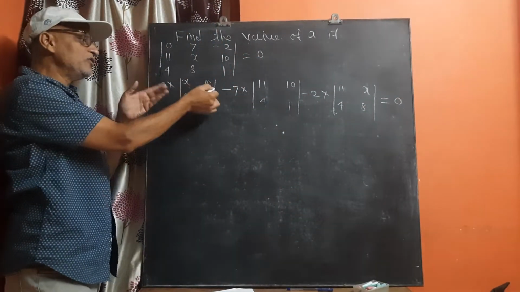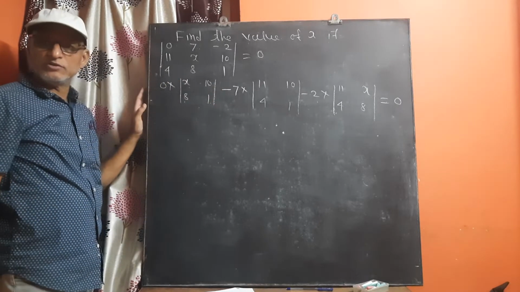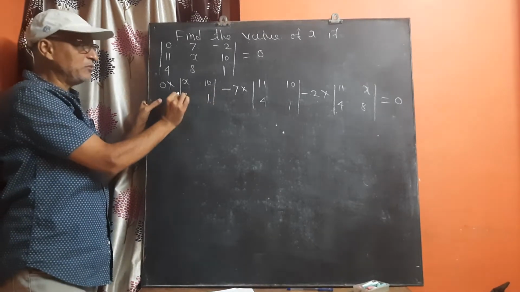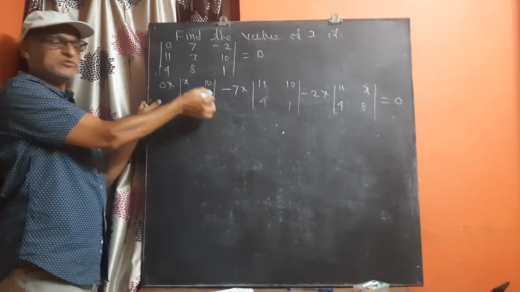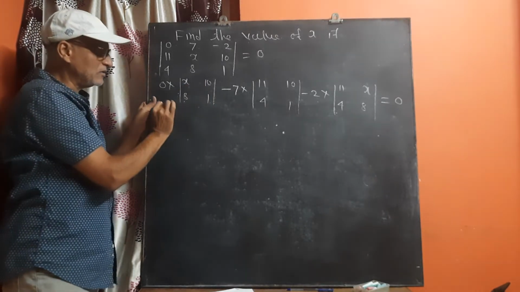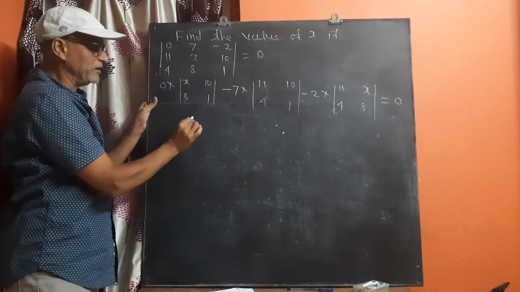Now 0 into, we know that 0 into anything that will be 0, so there is no need to solve this determinant. ये डिटरमिनेंट सिंप्लीफाई करने की जरूरत नहीं है क्योंकि उसको 0 से मल्टीप्लाई होने वाला है. So 0 into anything that will be 0, so this first term completely will be equals to 0, so this is 0.